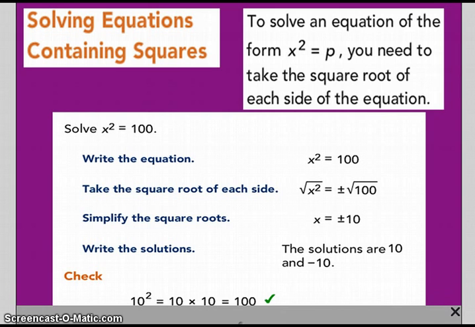We of course check our answers by putting those back into the original equation, coming out with both 100s.